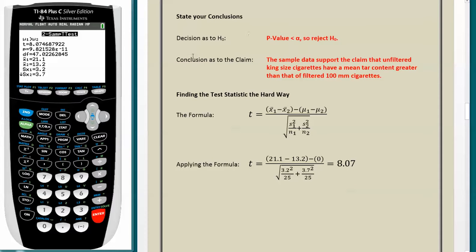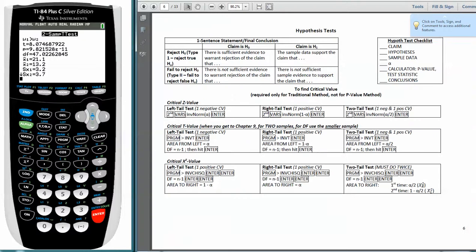Now we are ready for our final conclusion as to the claim. Remember, the decision just addresses H0, and the conclusion addresses the claim, and you have to do them separately. You have to deal with H0 before you can deal with the claim. And let's again take a quick look at the outline to see how we do that.